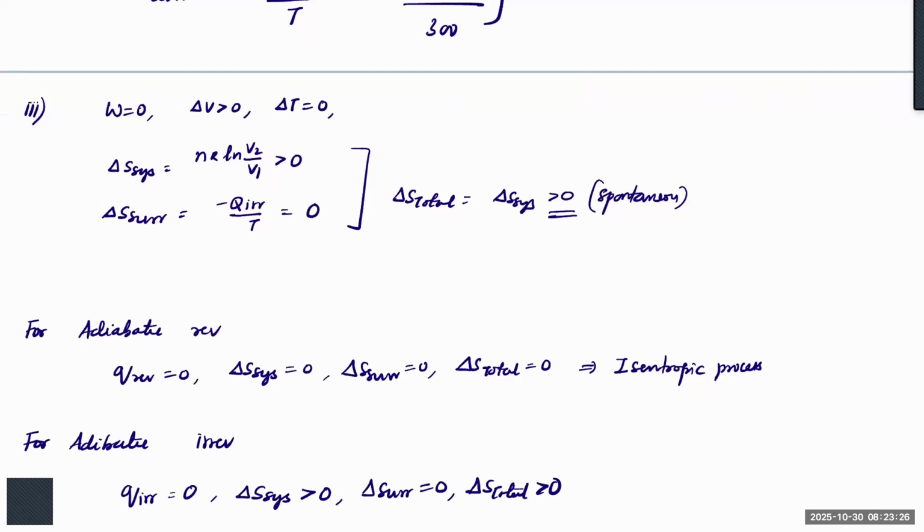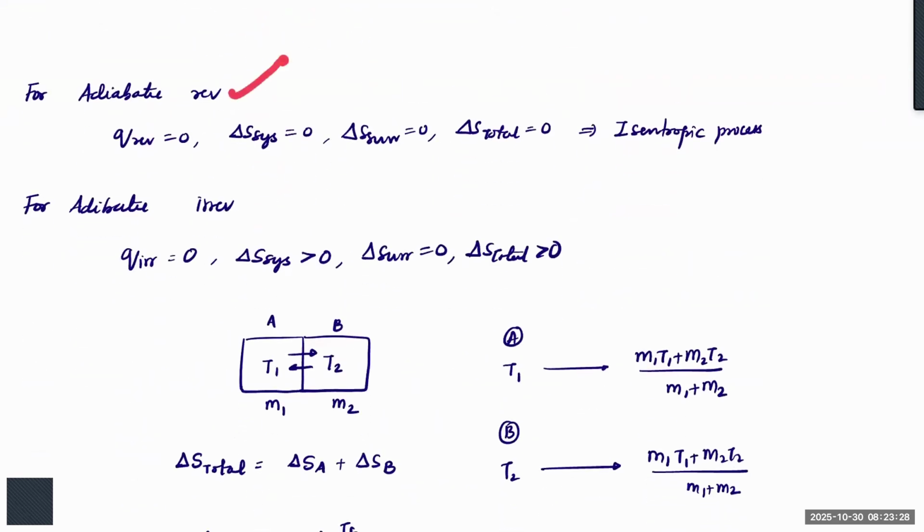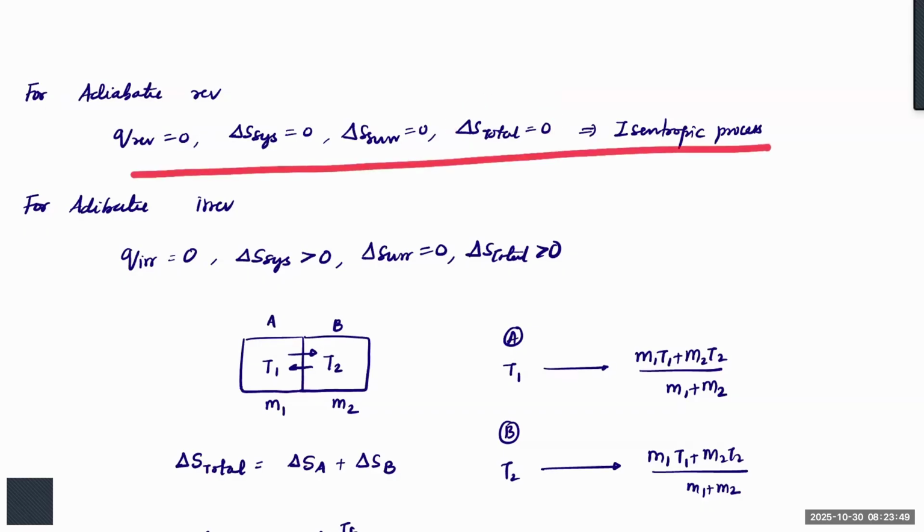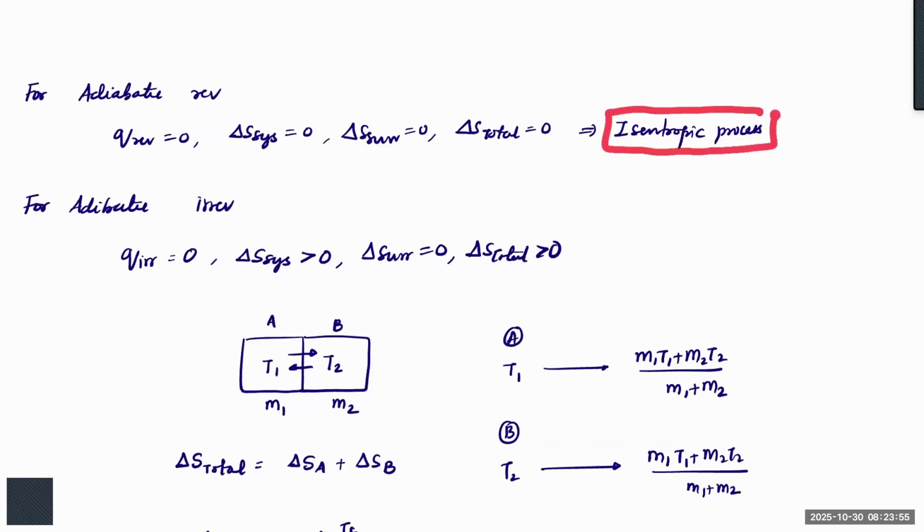See, for an adiabatic reversible process, Q reversible is zero. If Q reversible is zero, delta S of the system, whose formula is dq reversible by T, will also become zero. If the system is zero, the surrounding will be zero, and the sum of these two will be zero. Such a process where the entropy of system and surrounding always remains constant is called an isentropic process. So remember, a reversible adiabatic process is called an isentropic process.